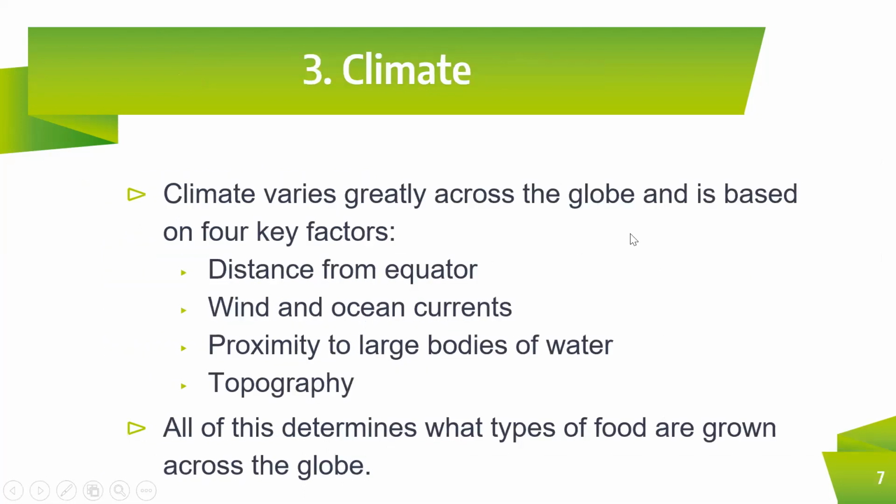All right, so here we are, number 3, climate. Climate varies greatly across the globe and is based on four key factors: distance from the equator, wind and ocean currents, proximity to large bodies of water, and again, topography. All of this determines what types of foods are grown across the globe.